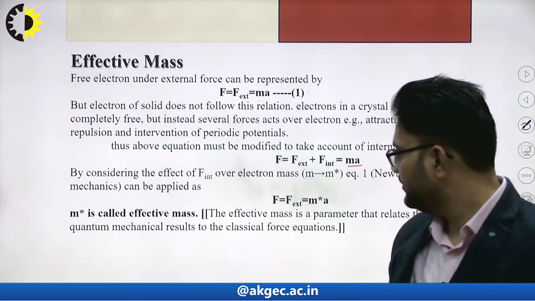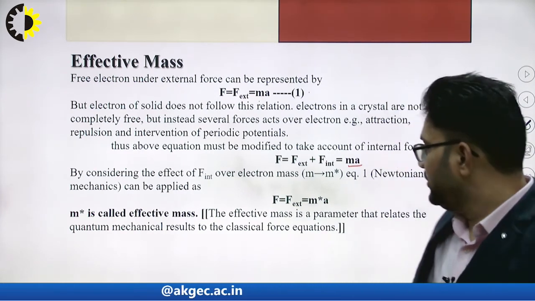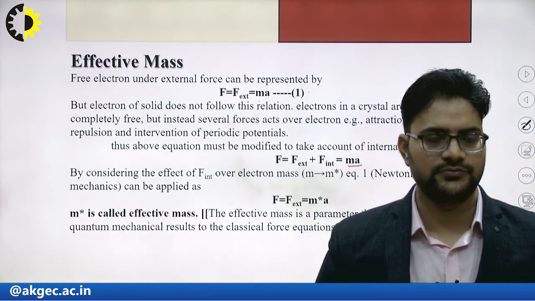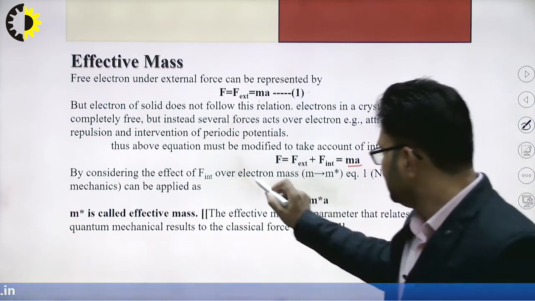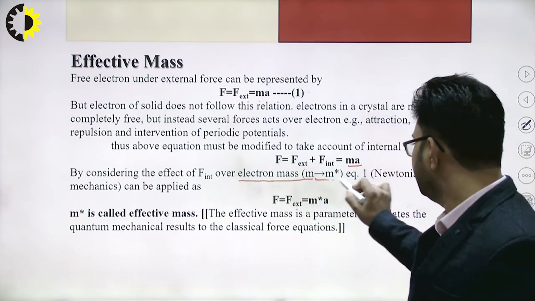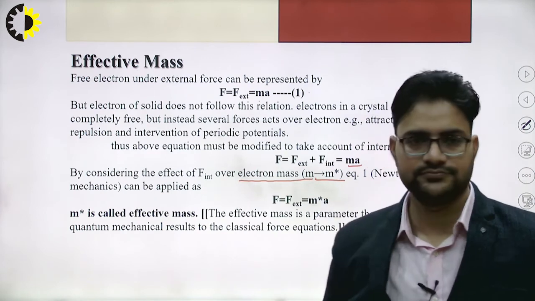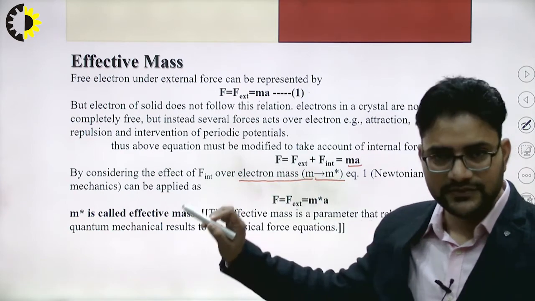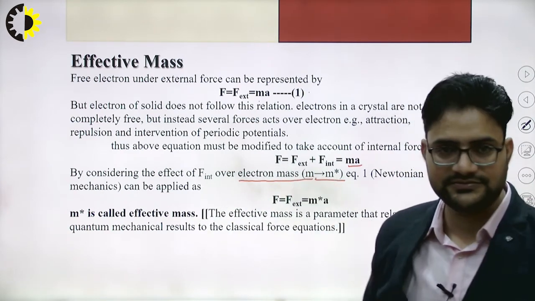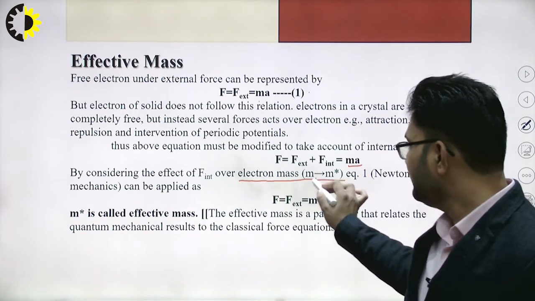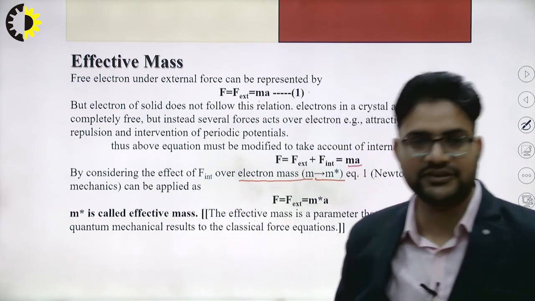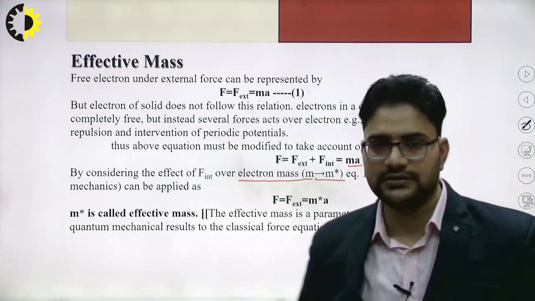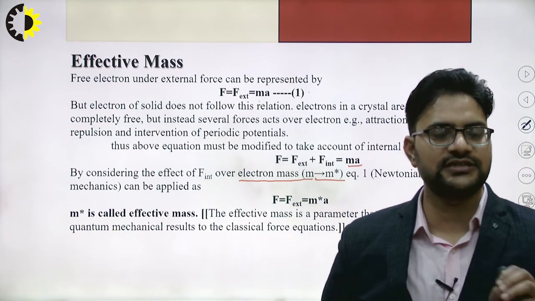Now if you consider the effect of only the external force, then this mass is called the effective mass. So F equals F external equals M asterisk A, where M asterisk is called the effective mass.